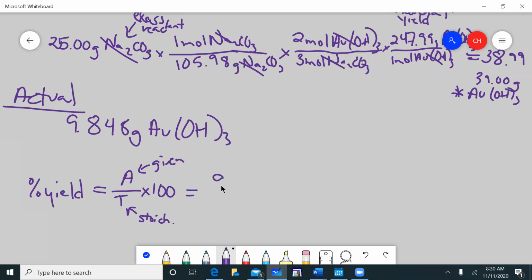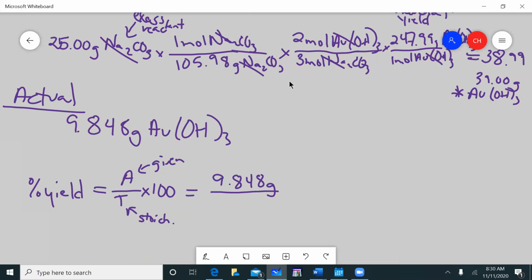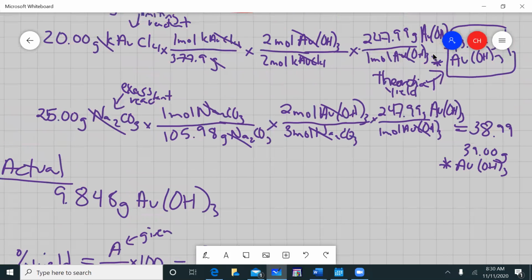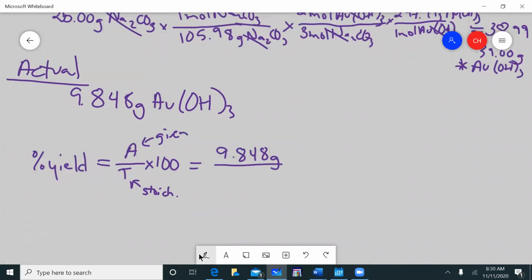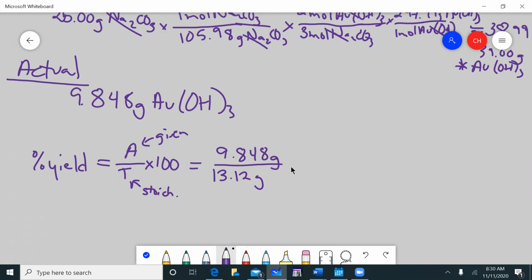So actual, 9.848 grams. And then theoretical, where is that? Well, that's sitting back up here in what you solved. So it's 13.12 grams. And because it's a percent, we'll multiply this value by 100 afterwards, or move the decimal over 2 places.